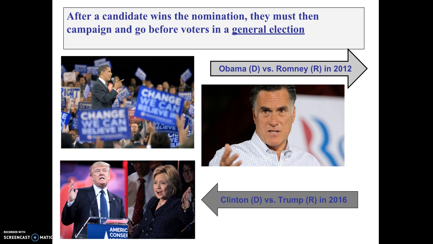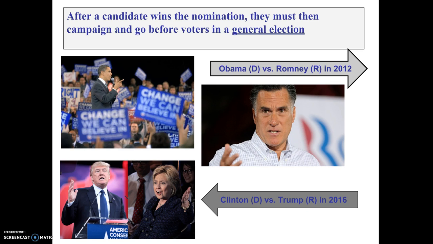When the candidates get nominated, an important second phase of an election year starts. And this is called the general election. So from the point at which the national conventions are concluded till November is the season that we typically refer to as the general election. And this is the contest that puts one Democratic candidate versus one Republican candidate versus any third party or minor party candidates that might be running that year against one another.